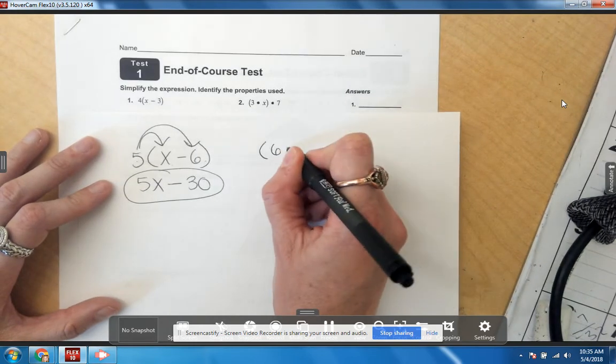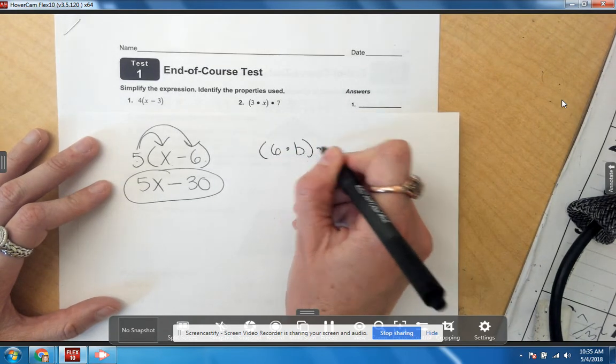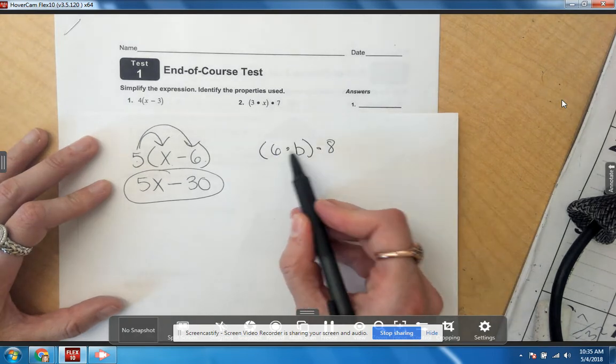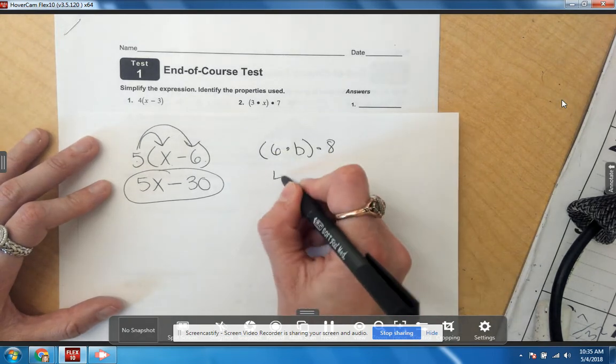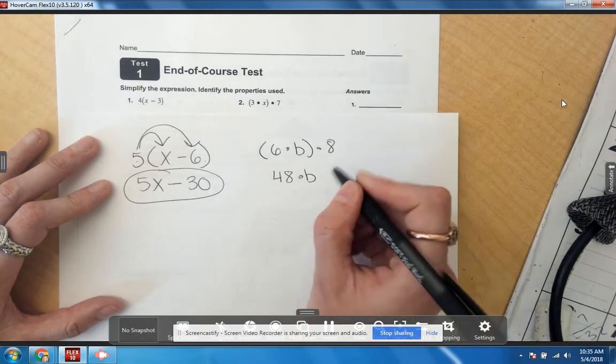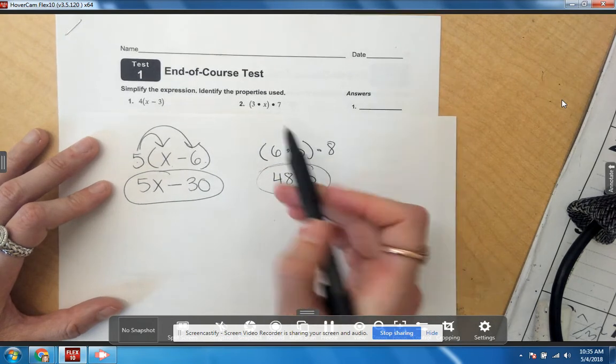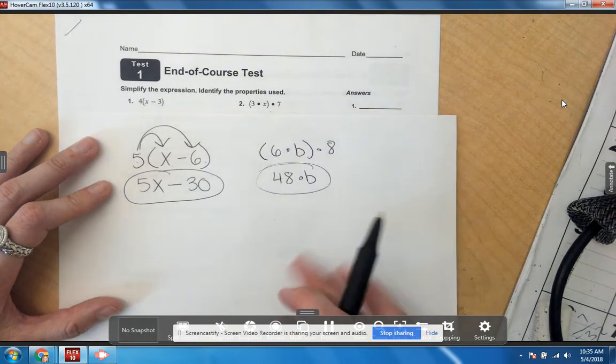So I'm going to do one similar but with different numbers. So let's say I have 6 times b times 8. So all I do is multiply these two numbers together, which is 48, and then put times b, and then that's my final answer. So you pause and try this one now.